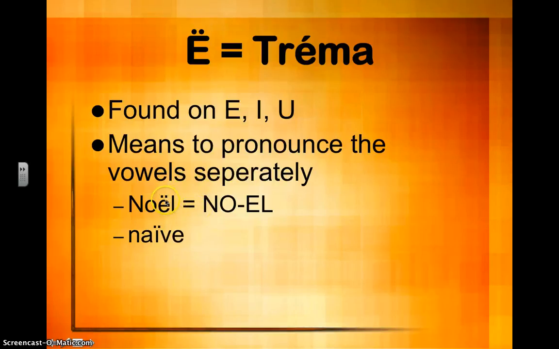And so this, you'll see two vowels together. The tréma will always go on the second vowel, and it's saying, hey, pronounce me too. Don't just smoosh me in with the other vowel in front. So it goes no, and then L.